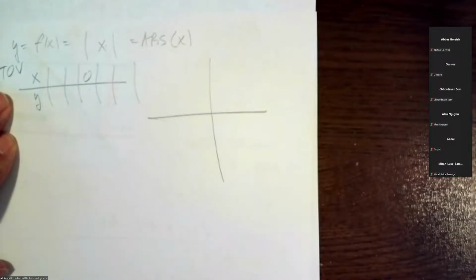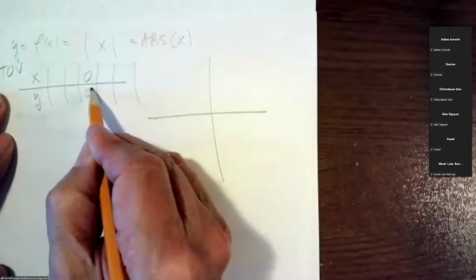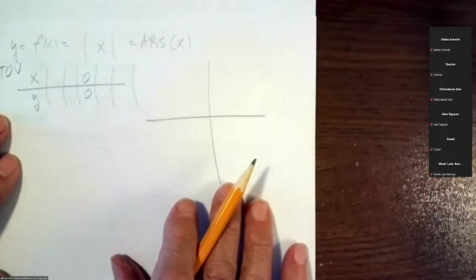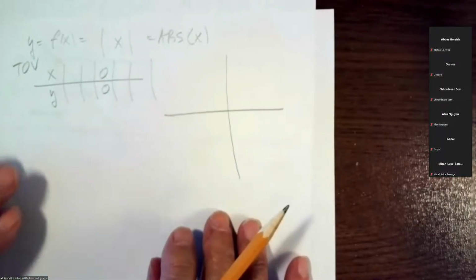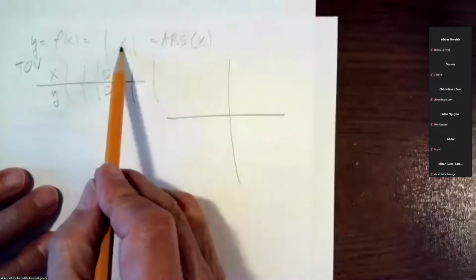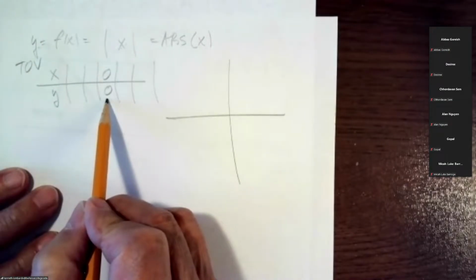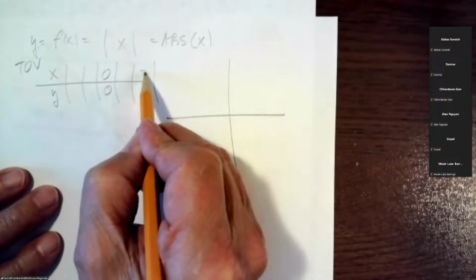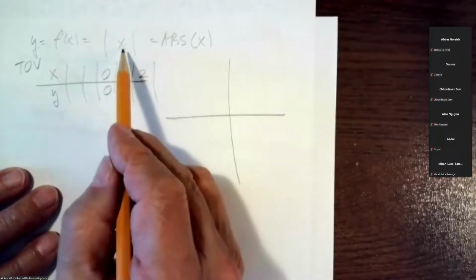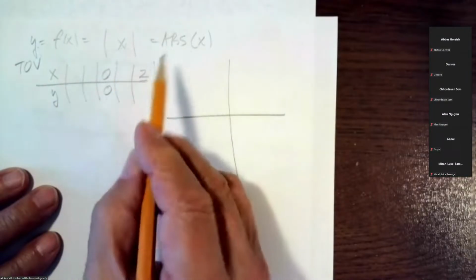Christopher, what's y going to be? 0. Are you Christopher? My bad. No problem. I just want to make sure everybody gets an opportunity. So if x is 0, the absolute value of x, or y, is 0. Well, if x is positive 2, then the value of y is going to be the absolute value of positive 2, which is just 2, isn't it?